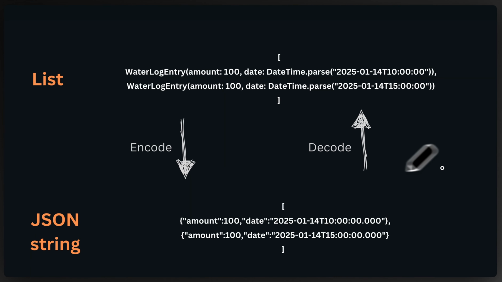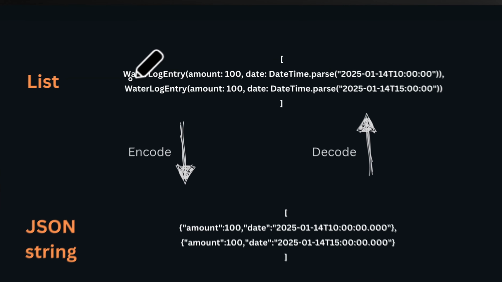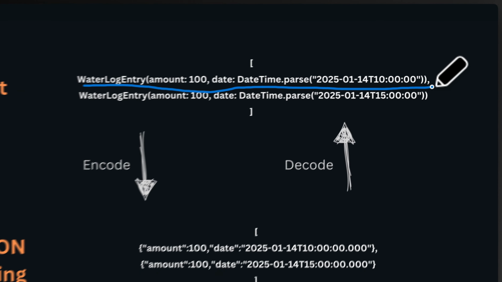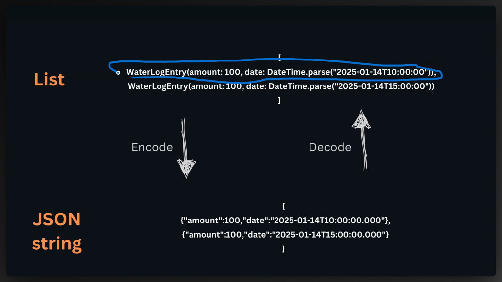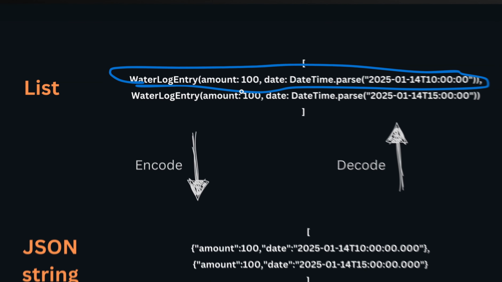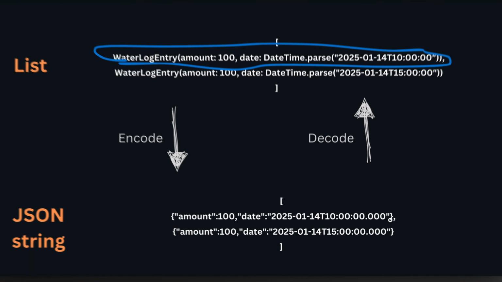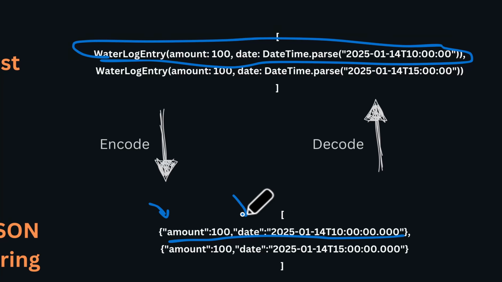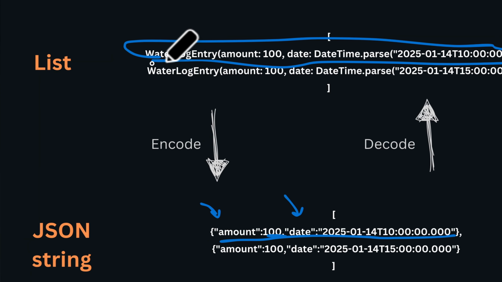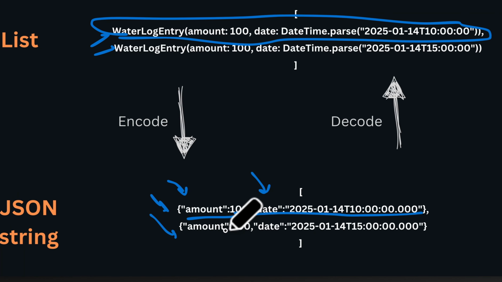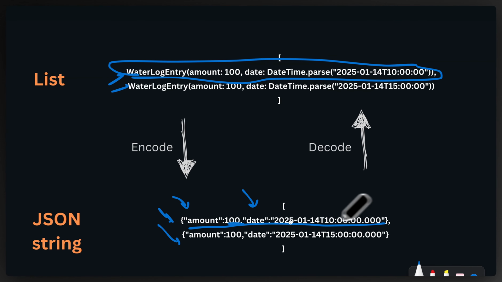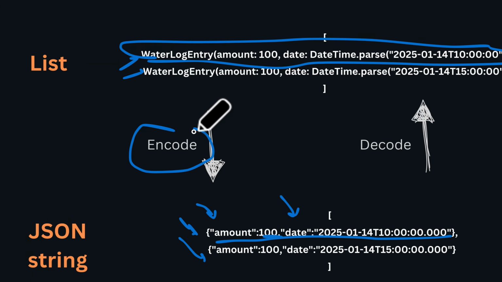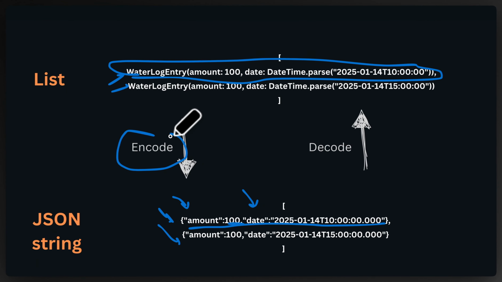To explain more what I'm talking about, let's say we have this single object that is a water log entry that has an amount and date time. After we call to JSON on that object, it will be converted like this, which is a map that has key value pairs. The first key is the amount, the last key is the date, and it has the amount and the date. So we convert every item inside the list into its map representation. And then when we have the list of maps, we call the encode function to convert that list into a single JSON string.